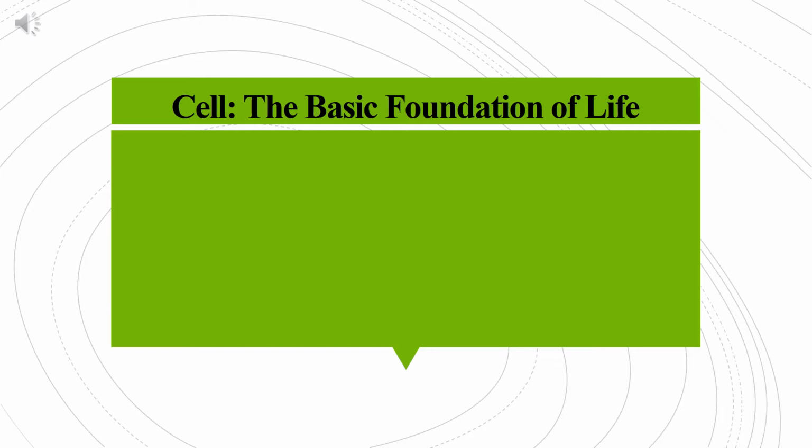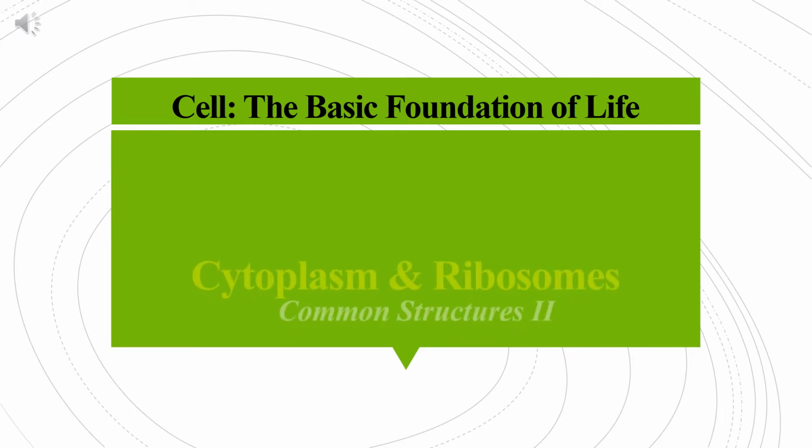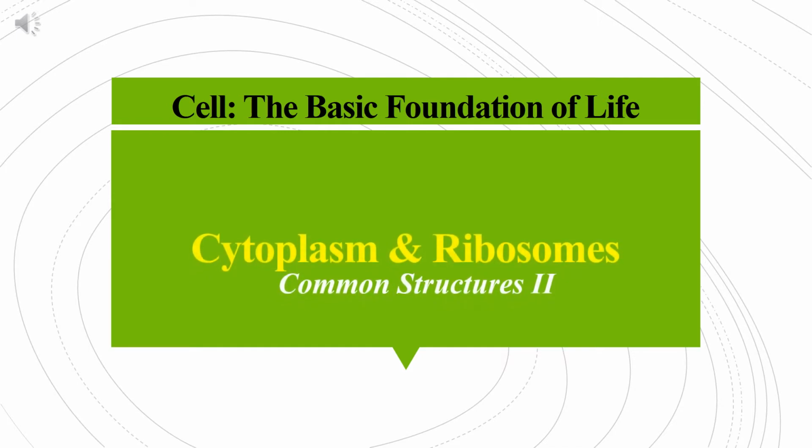In the previous video, we started discussing the common structures found in all types of cells, and we discussed one of them in detail, the plasma membrane. In case you haven't watched that video, please follow the link in the description box. Today, we will be discussing another two structures found in all types of cells, the cytoplasm and the ribosomes.